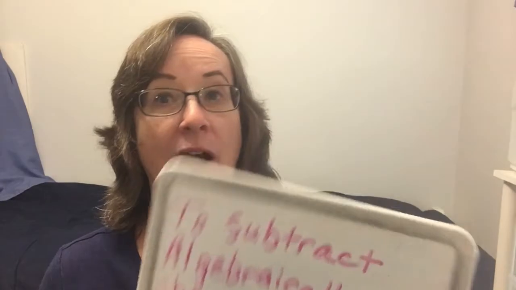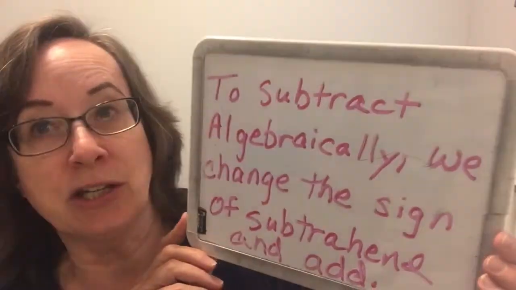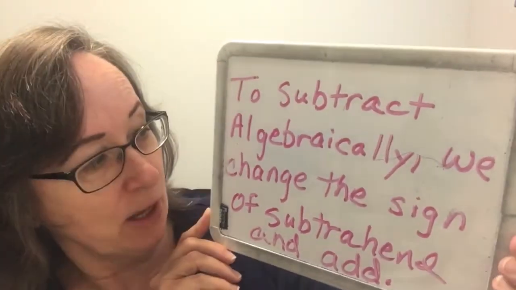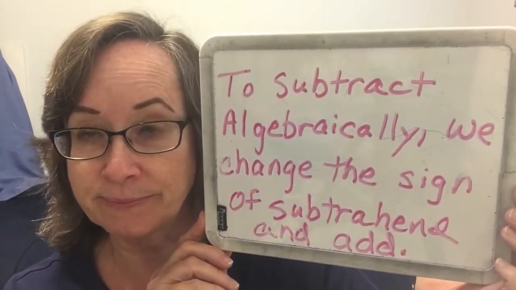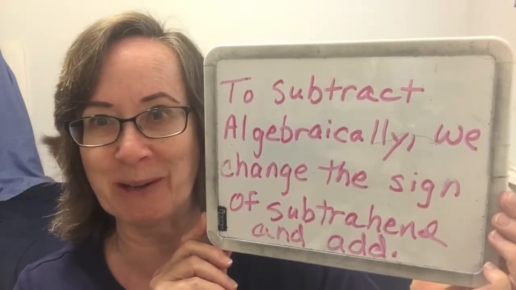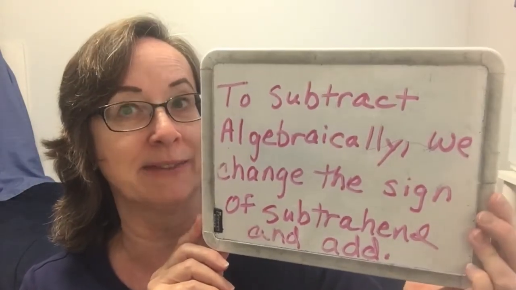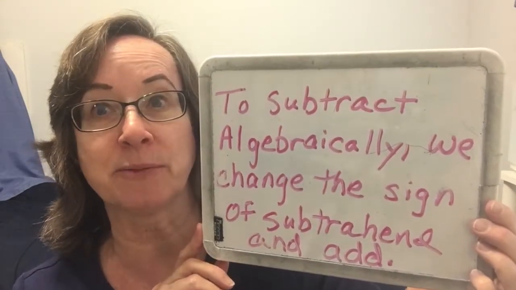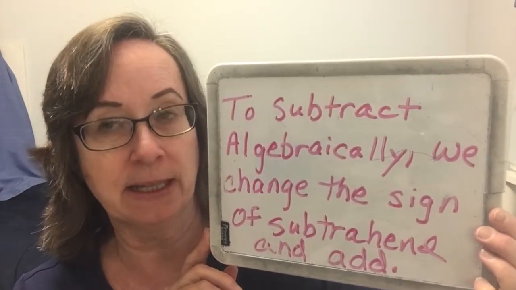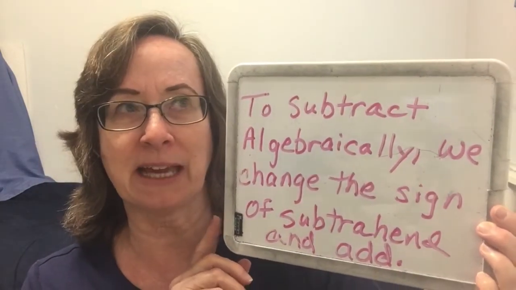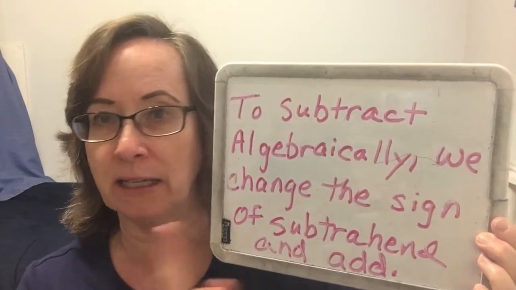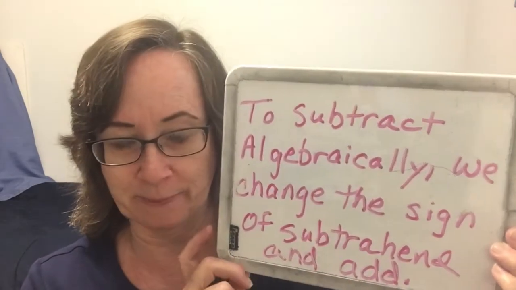Let's talk about some rules. So here we have a rule that's in your book. It says to subtract algebraically, we change the sign of the subtrahend and add. And that's very true. We just saw it on the other board, right? We change the sign of the second number. The number we are subtracting is called the subtrahend. We change its sign and then we add. You can also think of it as attaching the minus sign to the number behind it. I like this way of saying it.